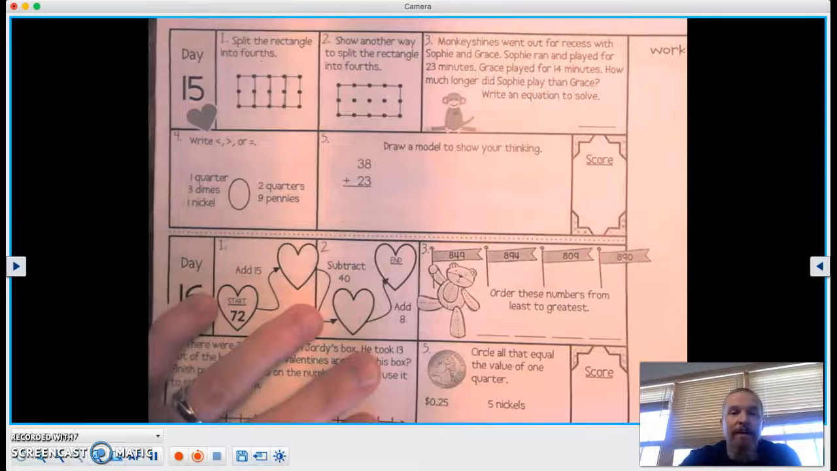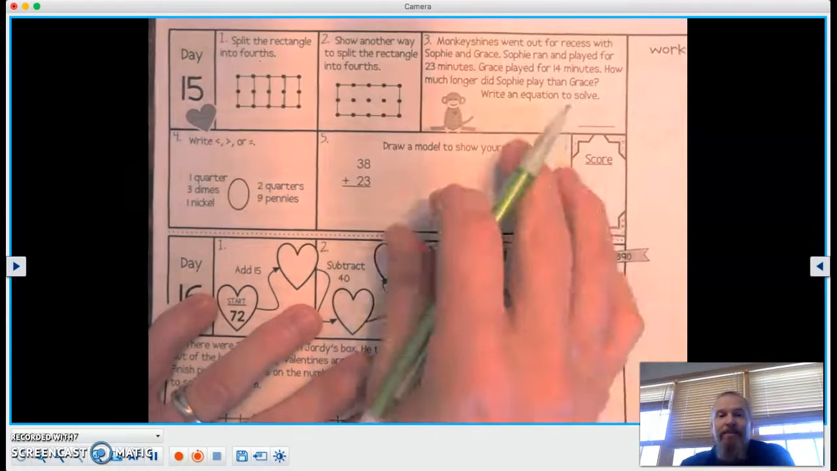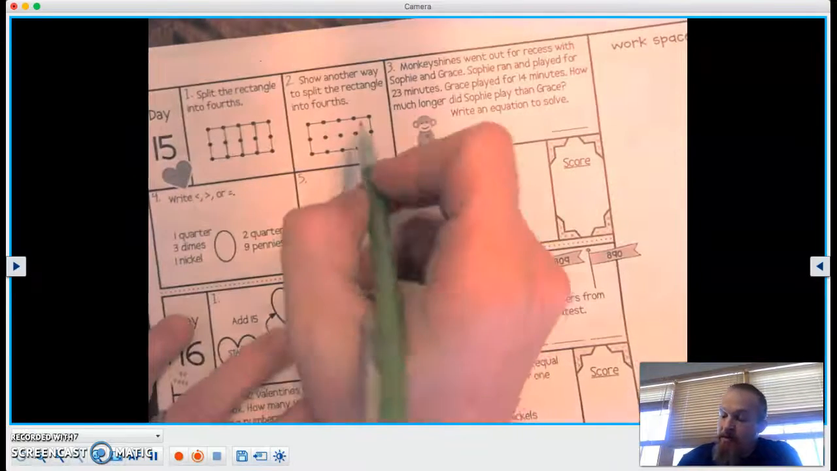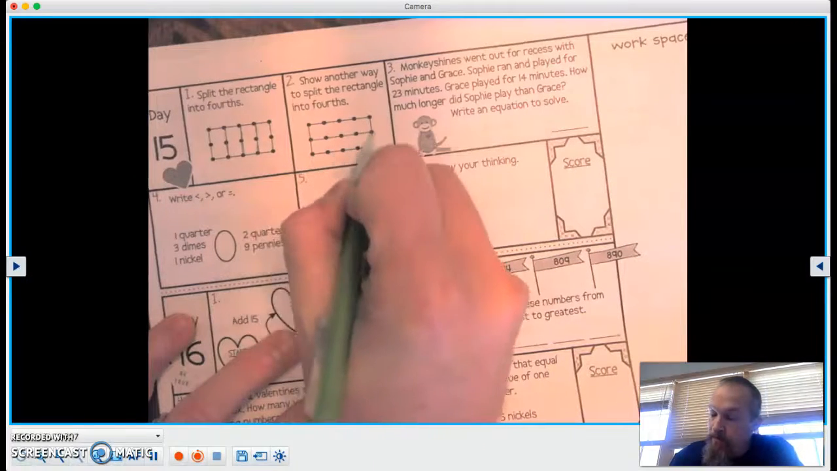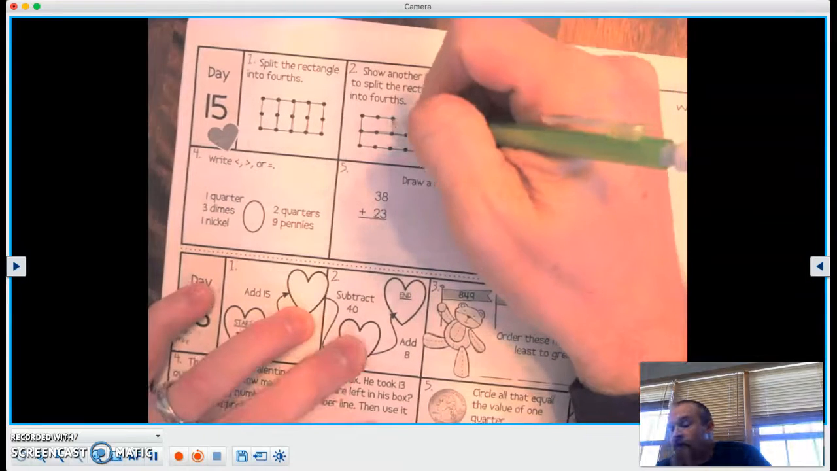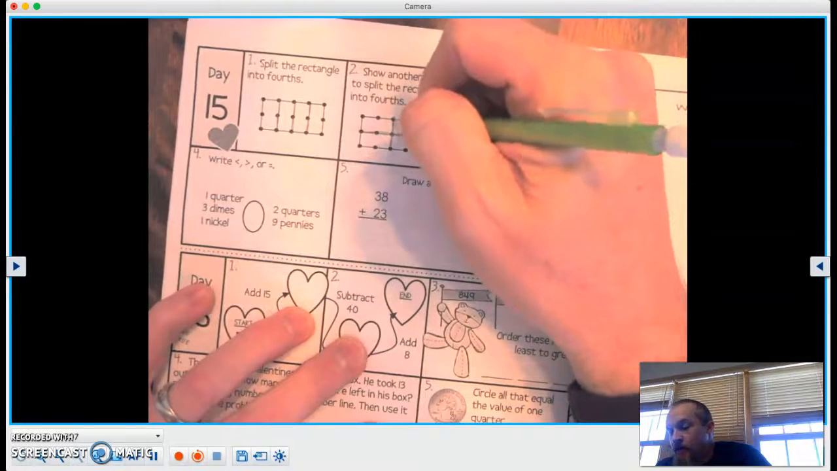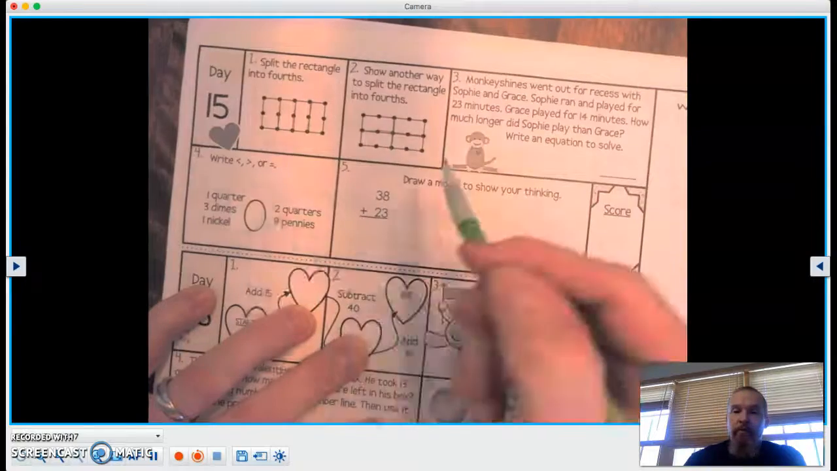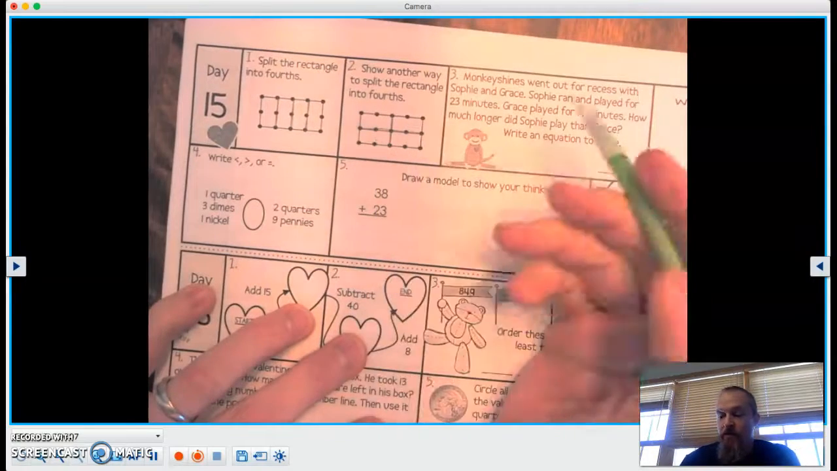Number 2 says show another way to split the rectangle into fourths. So let's go this way. And we'll split it in half that way and split it in half this way. There. Now we have 1, 2, 3, 4.